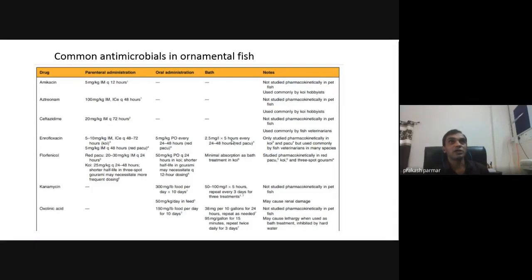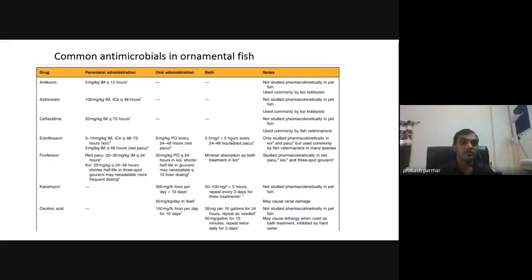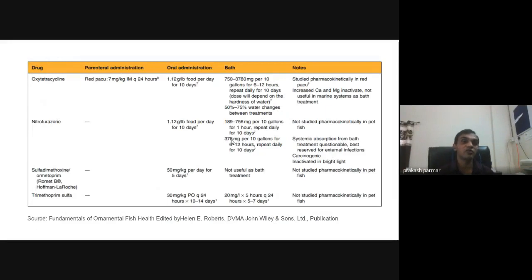So these are some of the common bacterial diseases that are found in ornamental fishes. Here is a list of the common antimicrobials which are used in ornamental fish: amikacin, ciprofloxacin, florfenicol, kanamycin, oxolinic acid, oxytetracycline. But when we are using these antibiotics, use them only if required. Otherwise, if it is not required, just don't use antibiotics, because there are several side effects, since it produces resistant pathogens.